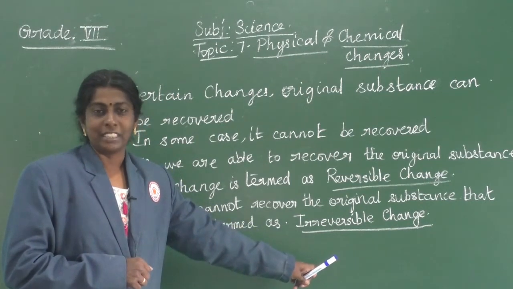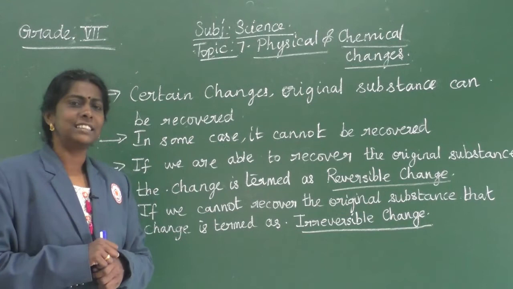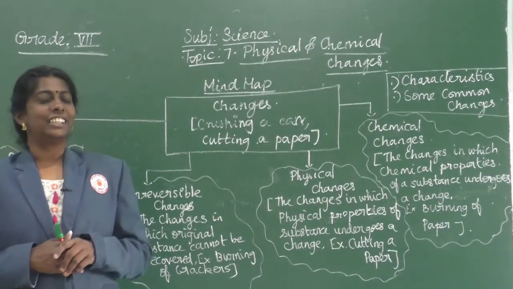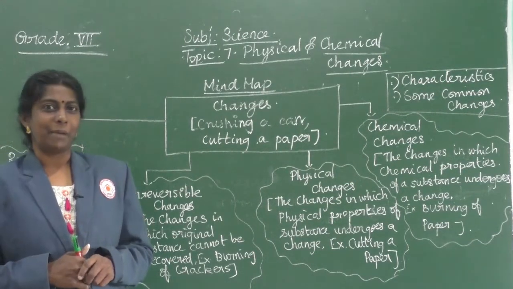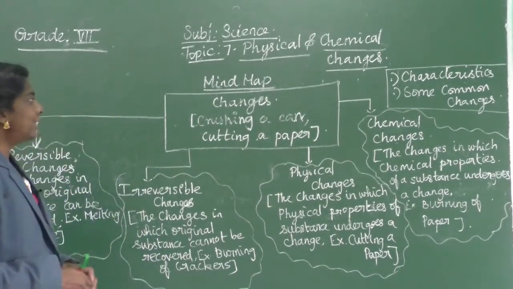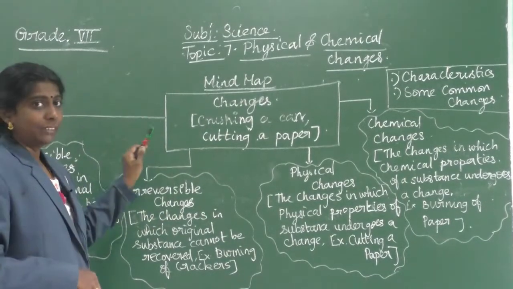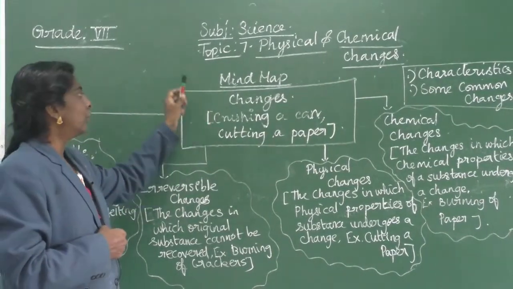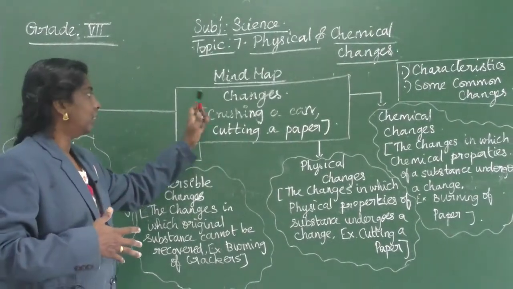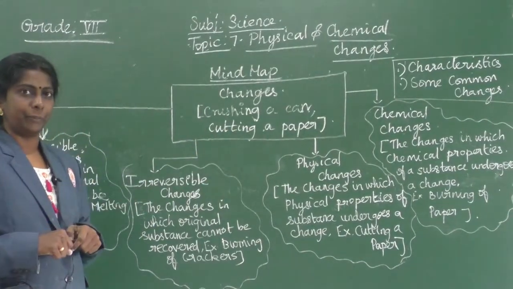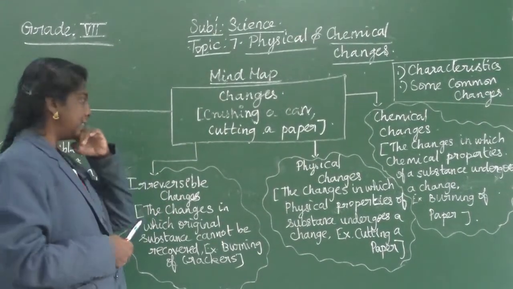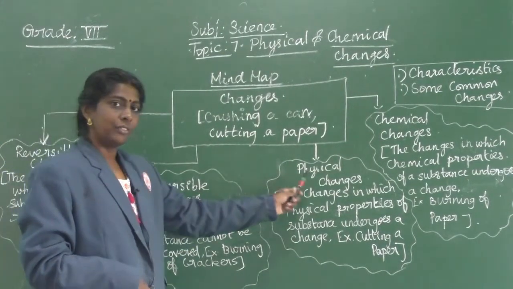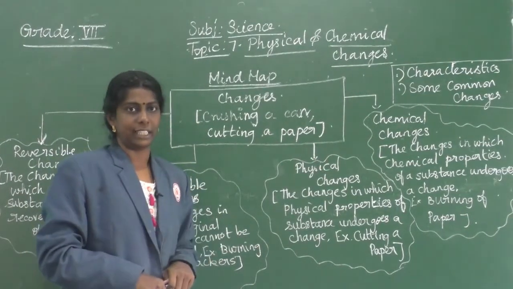Clear students? Yes. Now, let us learn about different types of changes. Now, let us learn about the mind map. So, here the chapter mainly deals with changes, for example, crushing a can or cutting a paper. There are different types of changes like reversible changes, irreversible changes, physical changes and chemical changes.